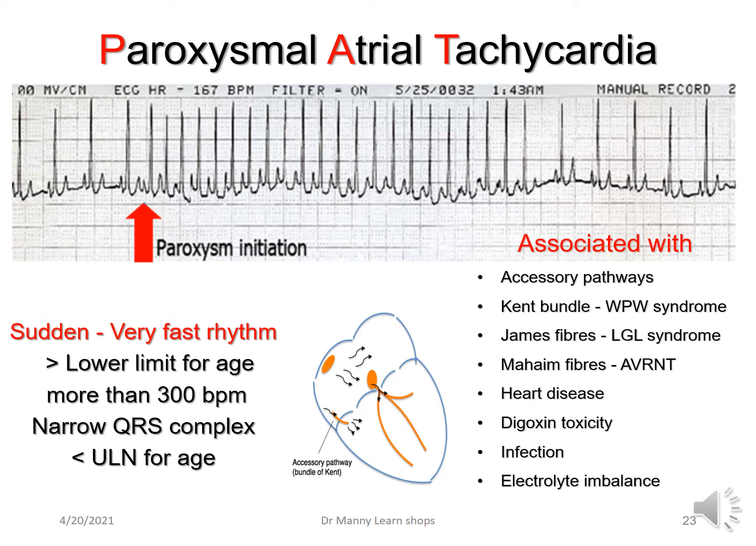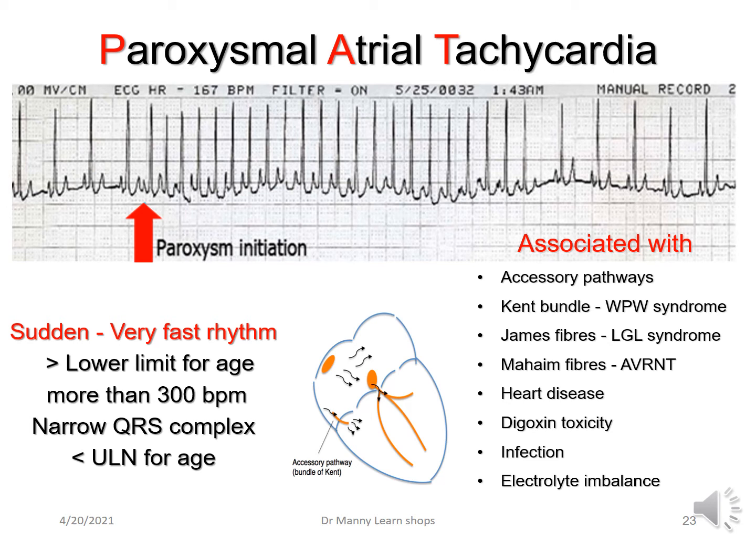It's typically associated with congenital heart disease, such as accessory pathways, which could include the Kent bundle, which involves Wolff-Parkinson-White syndrome, James fibers, which involves Lown-Ganong-Levine syndrome, and Mahaim fibers, which involves AV, atrioventricular, re-entry nodal tachycardia. All of which we don't discuss here. We will discuss them in the future in more advanced Learnshops.